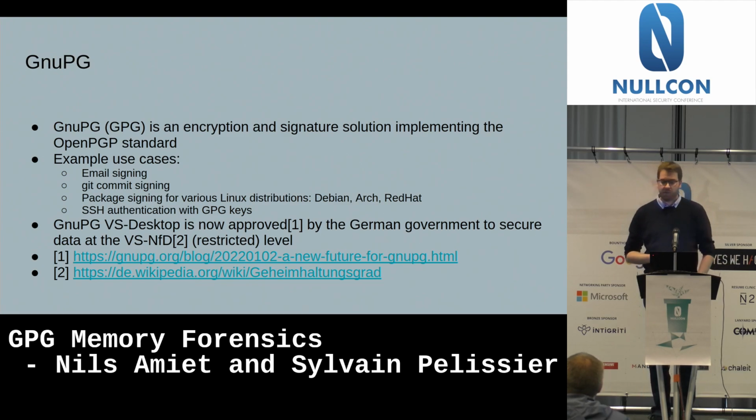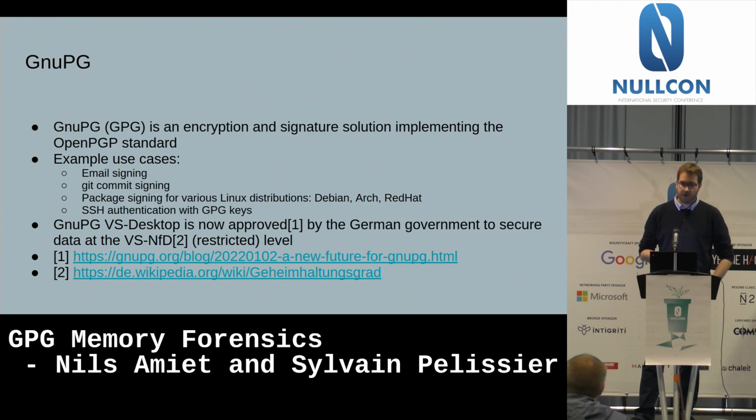And more recently, as announced on the GnuPG official blog, the German government approved GnuPG VS Desktop, a desktop app for encrypting emails and files, for data classified at the VS NfD level. So that's the restricted level, one of the 4 data classification levels used in Germany. So it's getting some more traction recently.